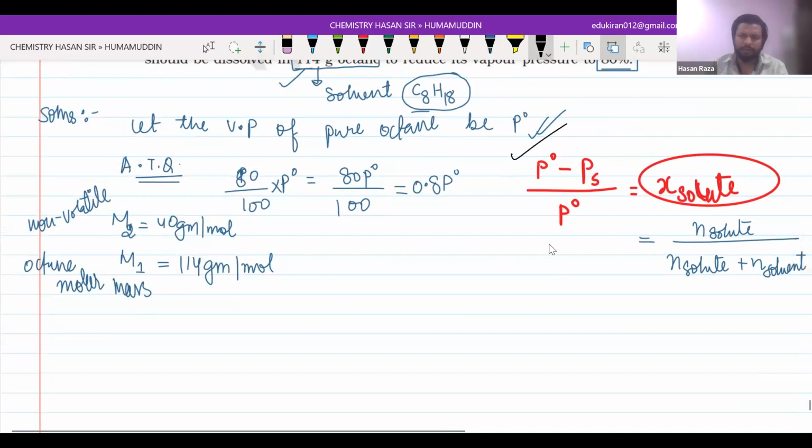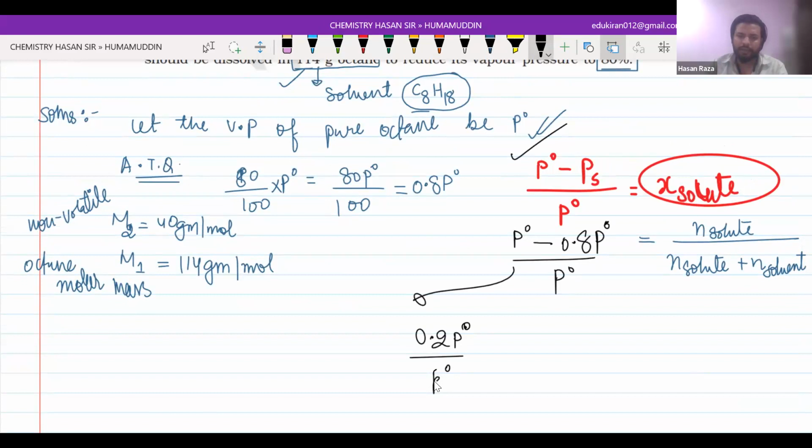Now, I'm going to write this P naught. We took the vapor pressure of pure solvent as P naught. What is the vapor pressure of the solution we calculated? It will be 0.8 P naught divided by P naught. So I'm gonna solve the left part first. You will be getting 0.2 P naught upon P naught, so P naught can easily be cancelled.